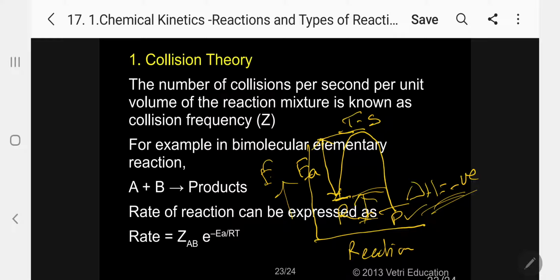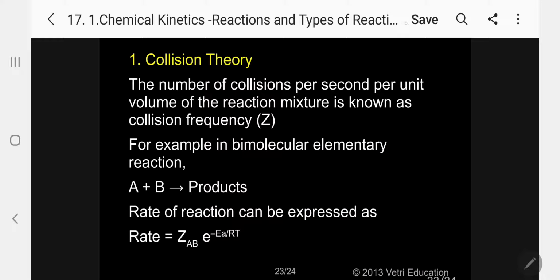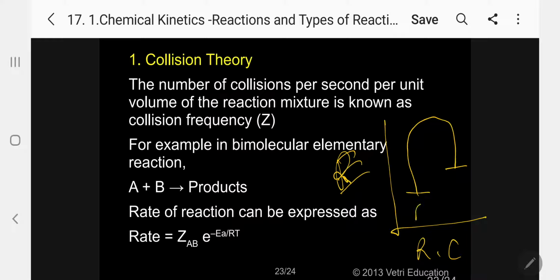The other case, I can give another example. Again, this is the energy and this is the reaction coordinate. This is the reactant, this is the product, and this is the transition state. This is the energy of activation, and this is the delta H value. Kindly follow. Here delta H is positive.